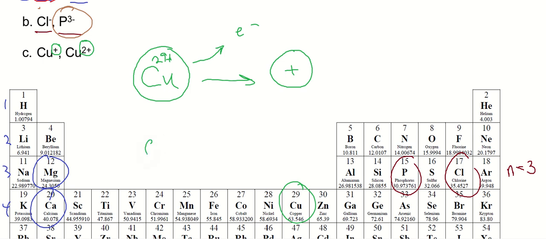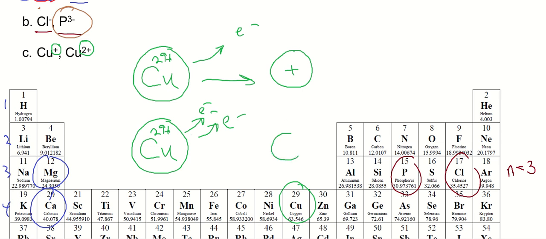Okay, the second scenario here, you've got copper again with 29 protons. Now here we are losing 2 electrons, 2 of them going home, right? Well, we've got 27 left. What do you think those 27 are feeling?